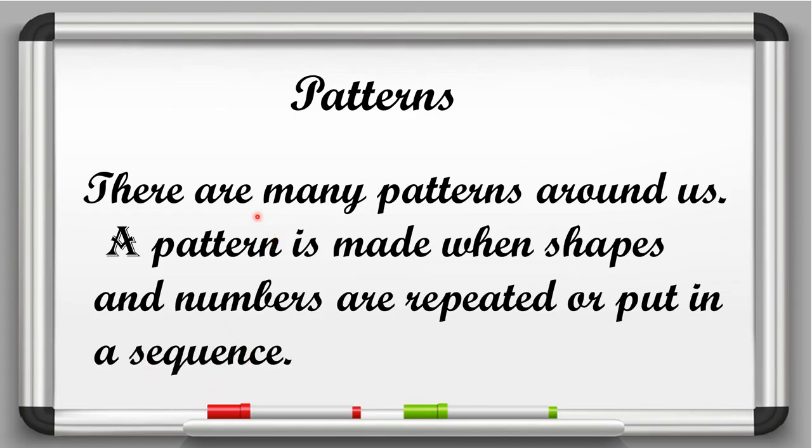So बेटा पैटर्न क्या होता है? हमारे ऑल अराउंड जो है पैटर्न्स हम देखते हैं. पैटर्न क्या होता है? पैटर्न इज मेड व्हेन शेप्स एंड नंबर्स आर रिपीटेड. जब शेप्स और नंबर रिपीट होते हैं, ठीक है, या फिर किसी सीक्वेंस में रखे होते हैं, देन वी कैन से दैट पैटर्न इज देयर. ओके, सो लेट्स सी.